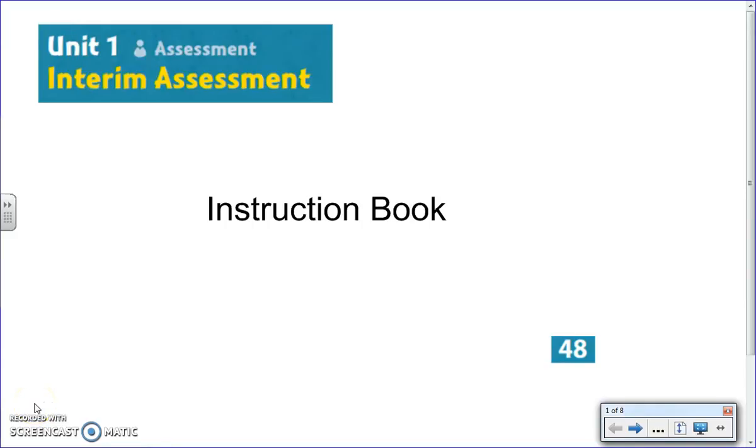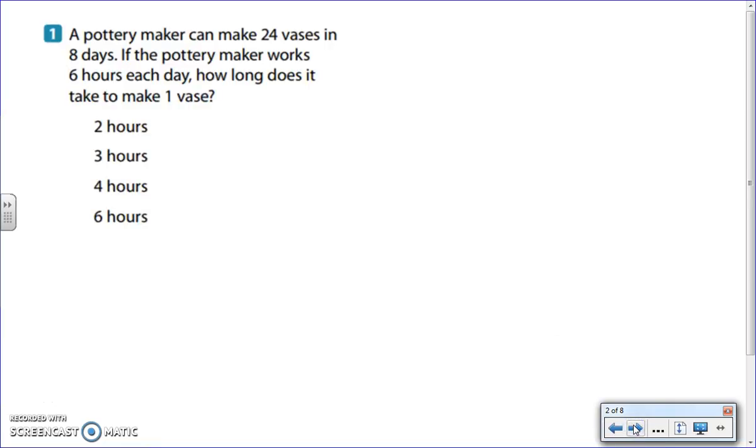This is Mr. Gillum, and today we're going to look at the interim assessment on page 48 of your instruction book. Number 1 says that a pottery maker can make 24 vases in 8 days. If the pottery maker works 6 hours each day, how long does it take to make one vase?